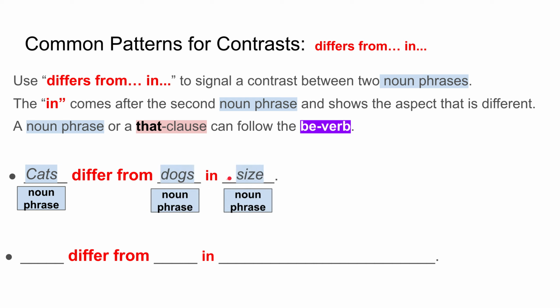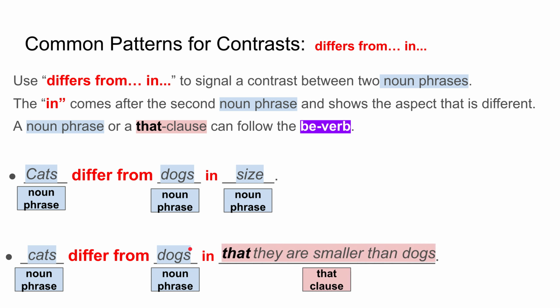Okay, so the noun phrase size coming after in shows the aspect that I am contrasting. Like I mentioned before, for the difference between, we can also use a that clause with differs from. So, for example, cats differ from dogs in that they are smaller than dogs. So I can use a noun phrase, size, and just talk about the aspect, or I can expand that idea with a that clause. Let's move on now.